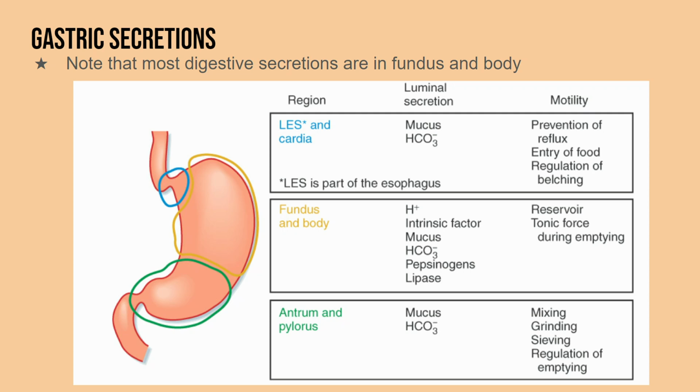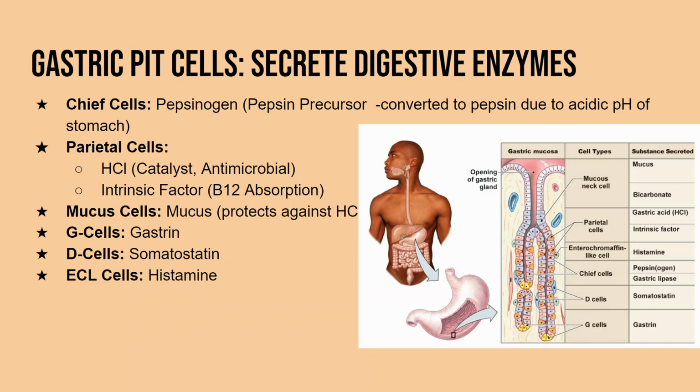So here's a chart. I think I took this from one of the lecture videos that shows the secretions in the stomach. And something to note is that most of the digestive secretions are in the fundus and body. So that's where you have a lot of these gastric pit cells that do all of the secretions and help with digestion in the stomach.